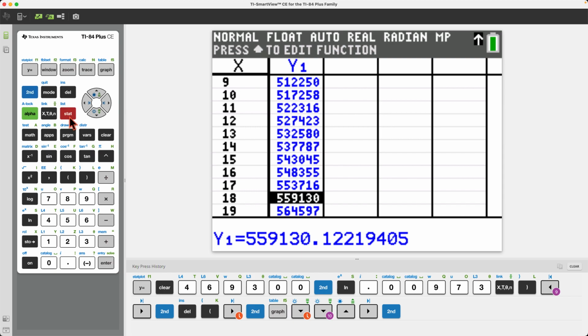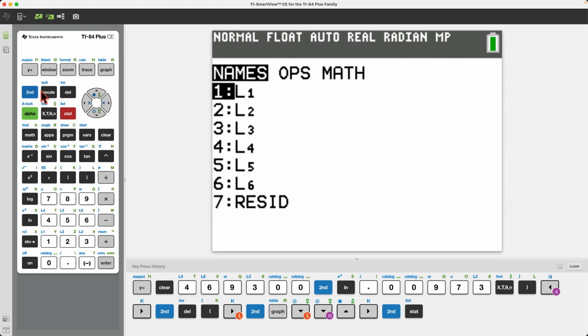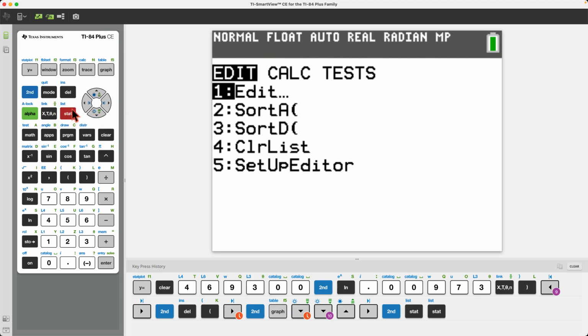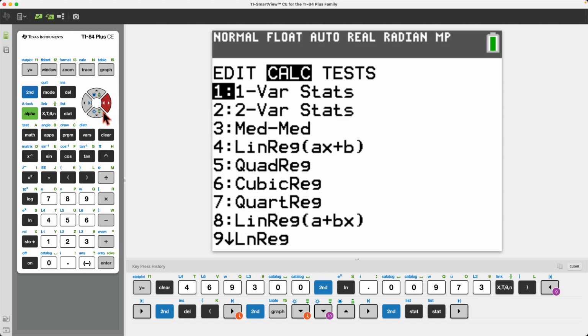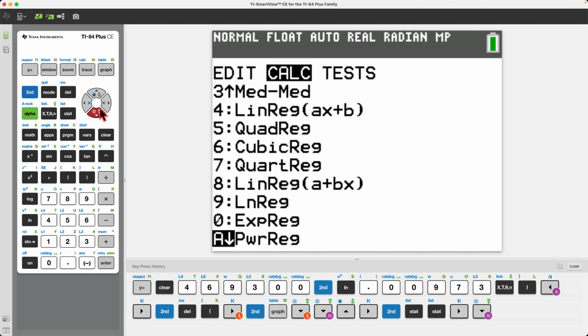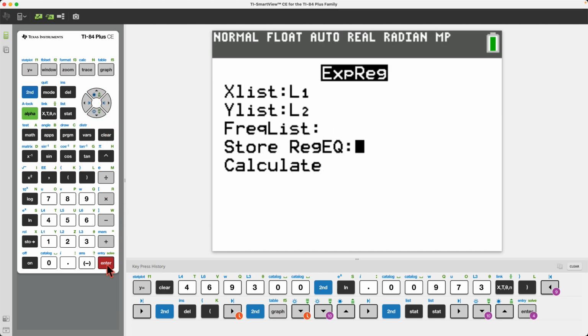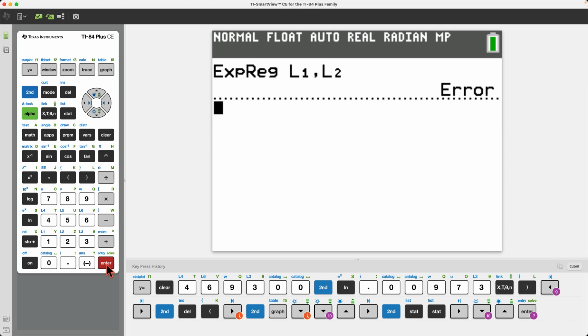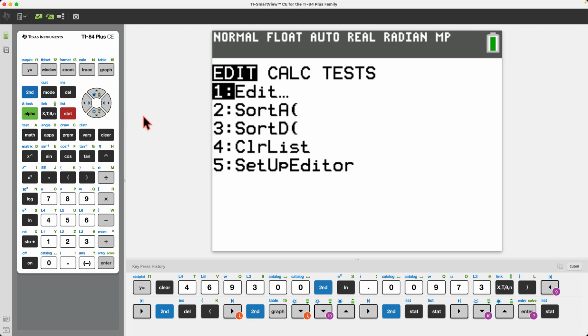Let's go stat. So this is a stat, not second stat, just stat. So just hit the stat button. This is actually a statistics feature. Let me go over to calc. We do have exponential regression. Of course, I don't have any data in there. So the first step is we have to edit. This is where we give the points to the calculator.